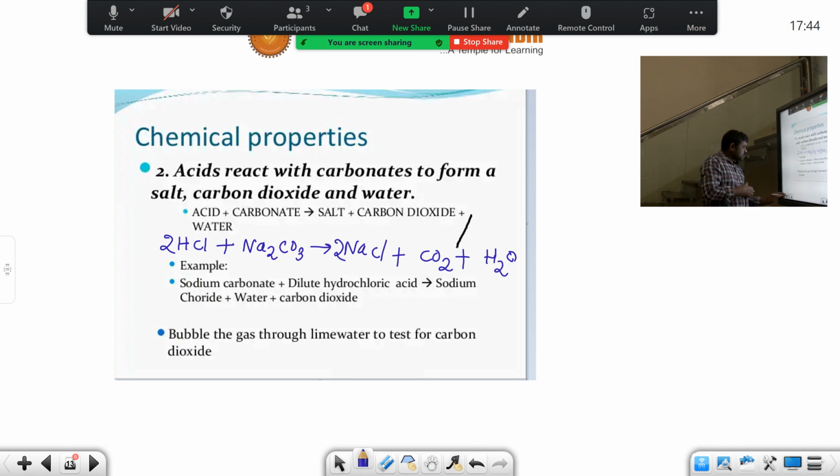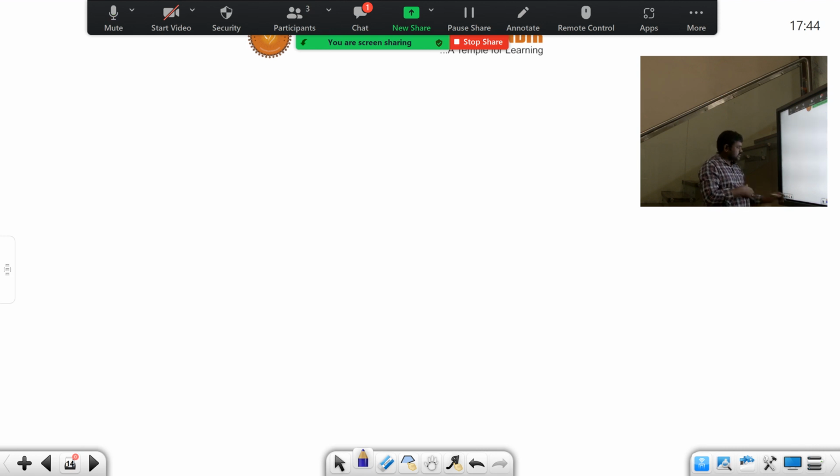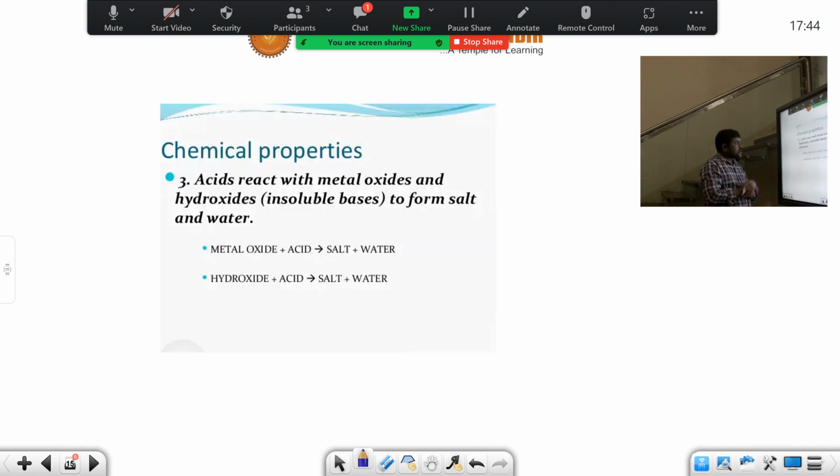Okay, students, one more property. This is a chemical property, the last one. After next class, we will discuss the rest. Chemical properties, 2 minutes.